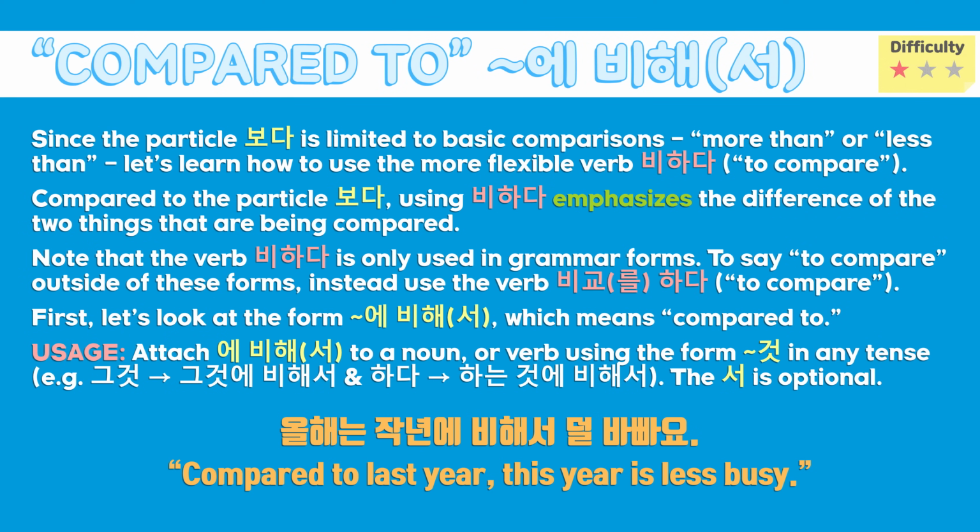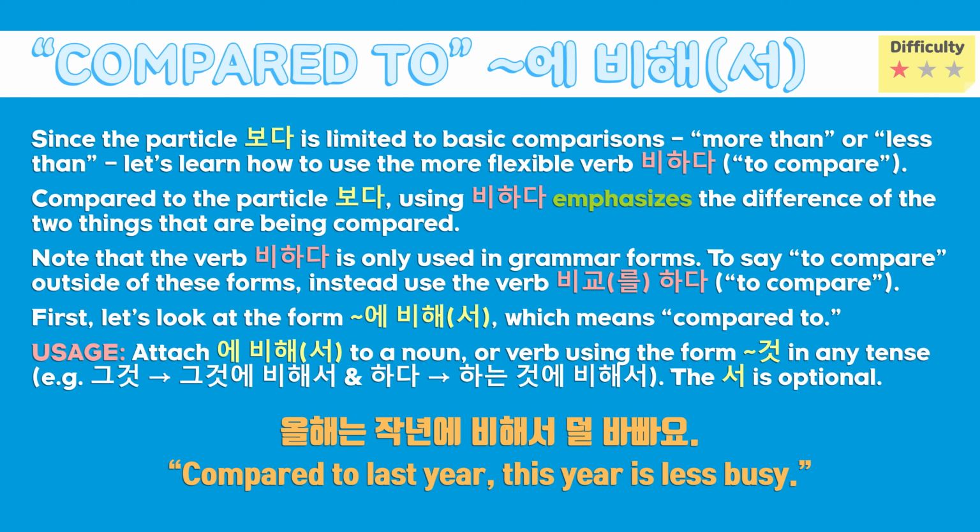Since the particle 보다 is limited to basic comparisons, such as more than or less than, let's learn how to use the more flexible verb 비하다, meaning to compare. Compared to the particle 보다, using 비하다 emphasizes the difference of the two things that are being compared. Note that the verb 비하다 is only used in grammar forms. To say to compare outside of these forms, instead use the verb 비교하다, meaning to compare.